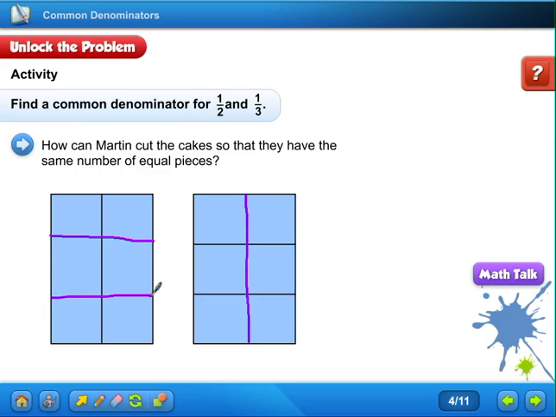The 2 lines that go horizontally. So now what kind of pieces do we have? We have a 1/6 piece over here, and we also have a 1/6 piece over here. They're cut into 1/6. So the common denominator now is 6. All right, let's go to the next one.